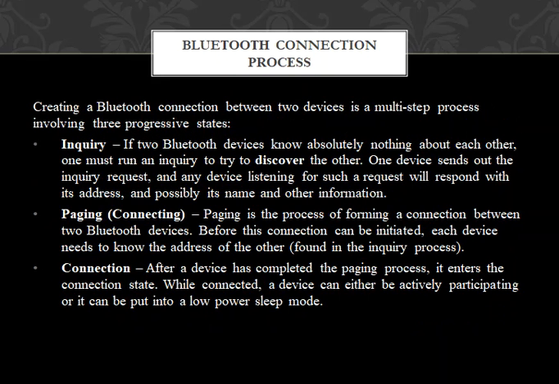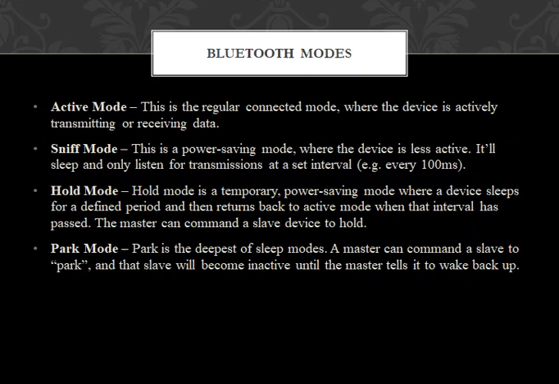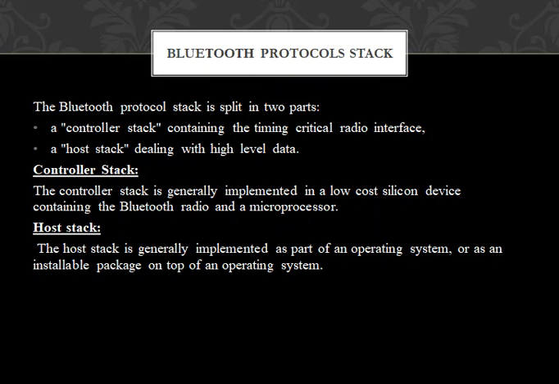Creating a Bluetooth connection between two devices is a multi-step process involving three progressive states: inquiry, paging, and connection. Bluetooth has different modes, which include active mode, sniff mode, hold mode, and park mode. The Bluetooth protocol stack is split into two parts: a controller stack and a host stack. The controller stack is generally implemented in a low-cost silicon device containing the Bluetooth radio and a microprocessor, while the host stack is generally implemented as a part of an operating system or as an installable package on top of an operating system.